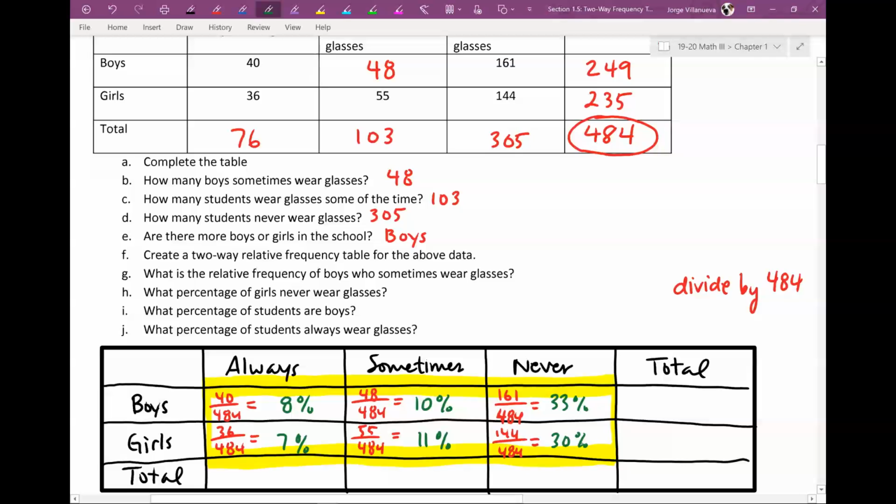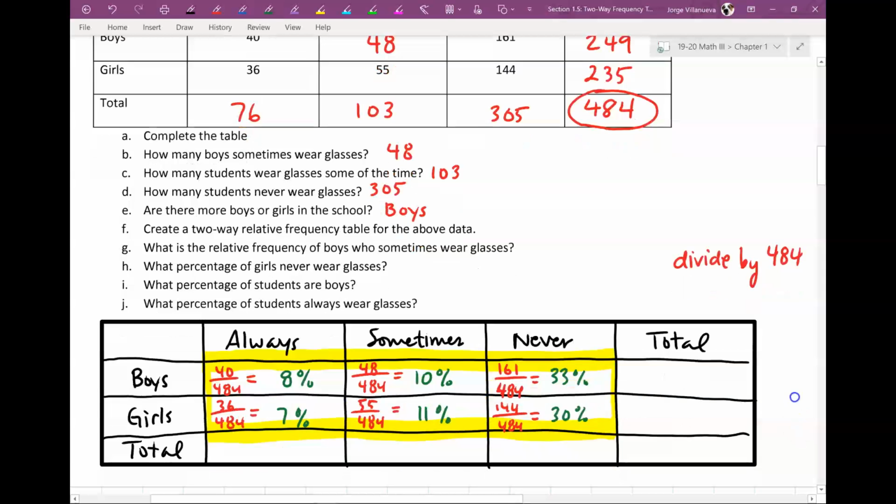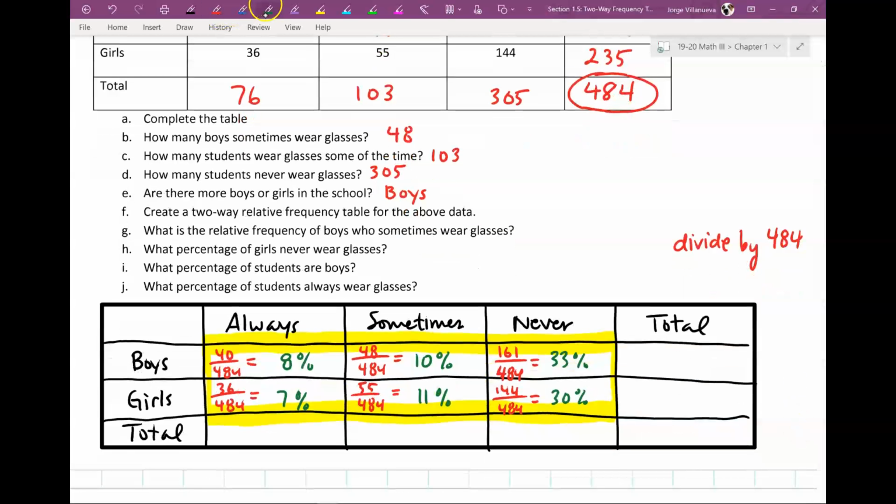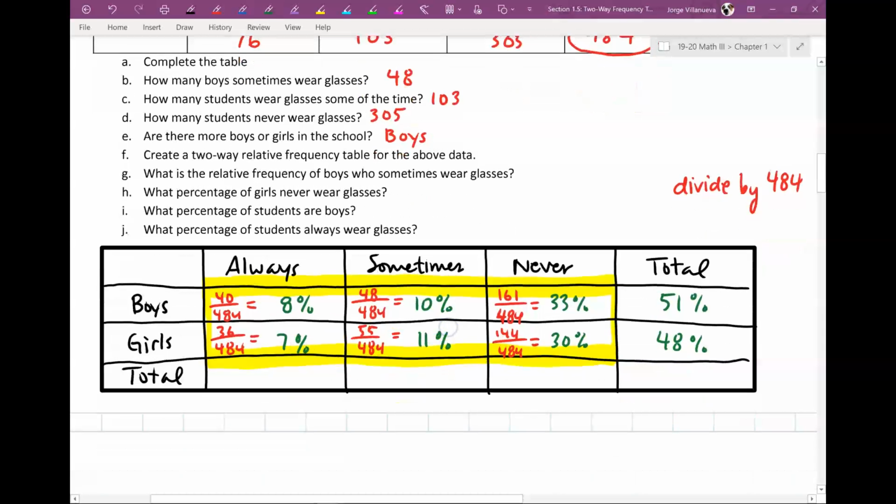Okay, so now add these up sideways, add them up vertically, make sure they add up to the same number. So let's see, if we add them up sideways, 8% plus 10% plus 33%, that's 51%. For the girls, 7% plus 11% plus 30%, that comes out to 48%. So add that together, we get 99%.